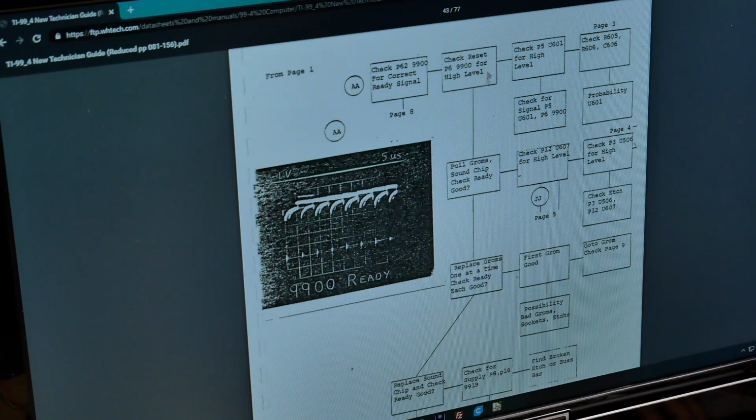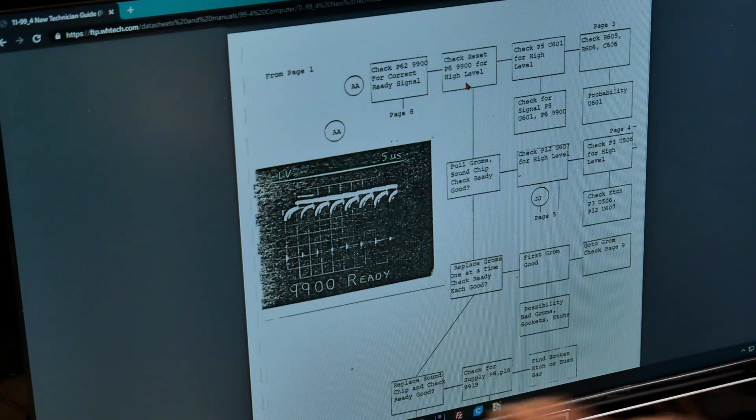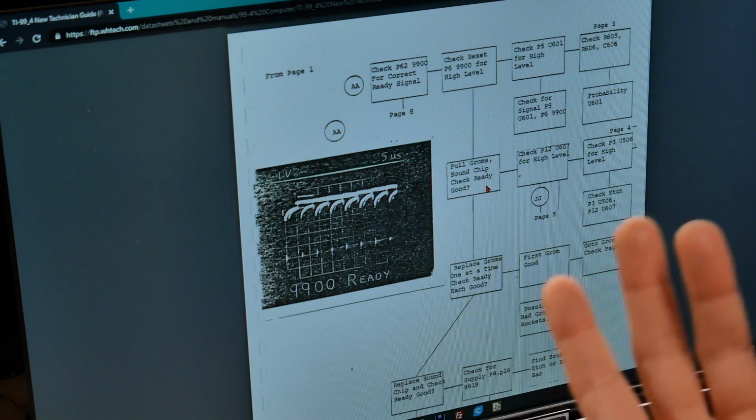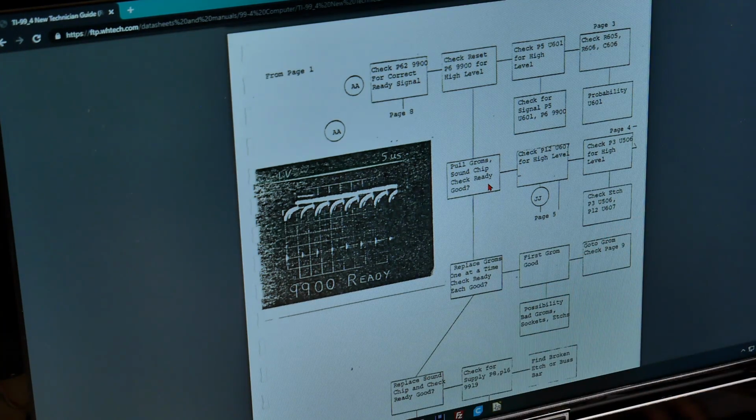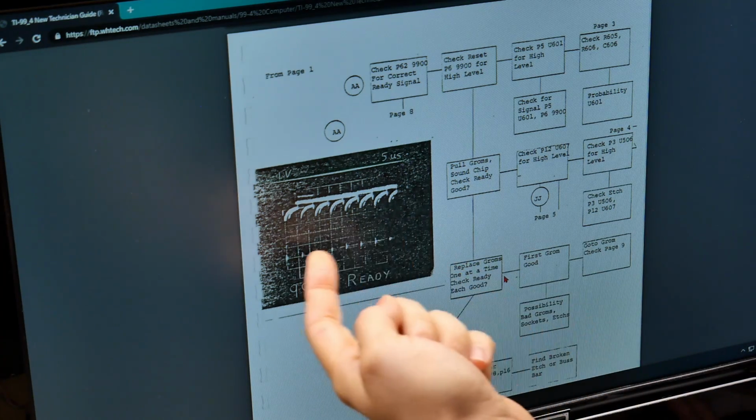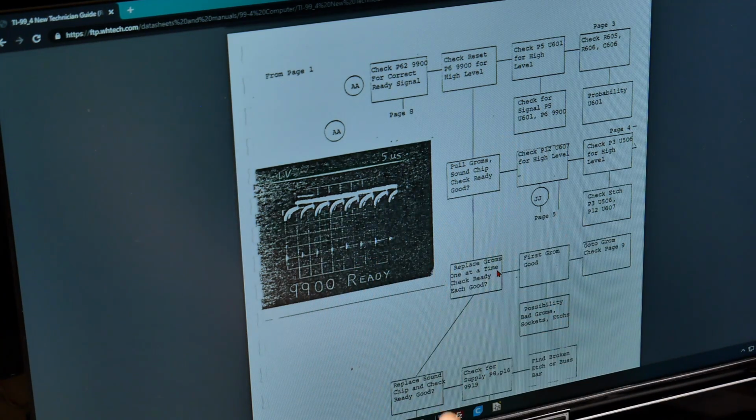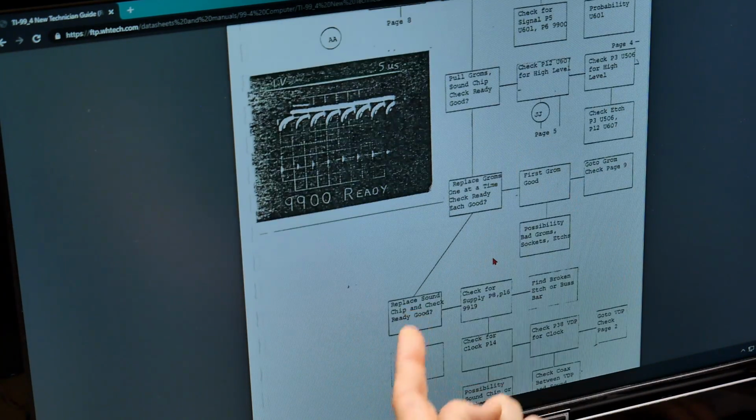So we go to no, which is here, check the reset for the high level, which I did, and it's correct. Remember, it goes low, high, so we know the reset is working. So we go down here, it says pull the GROM sound chip and then check ready good. Well, the GROMs are out of the computer and the sound chip is not. I'm going off the assumption that this is how the ready should look, and it doesn't look like that on mine, so it's a no, no, no all the way down here.